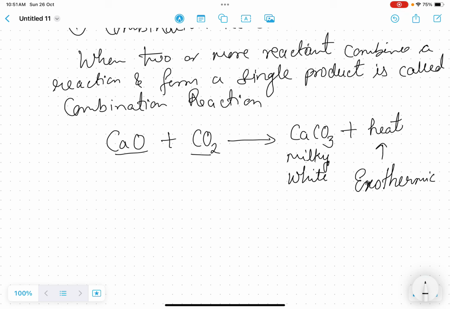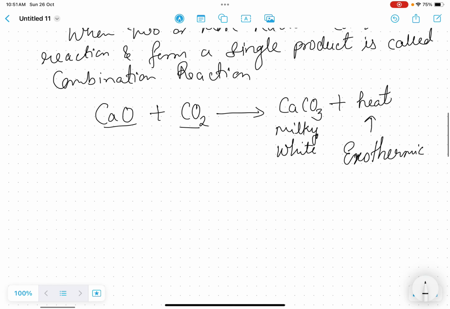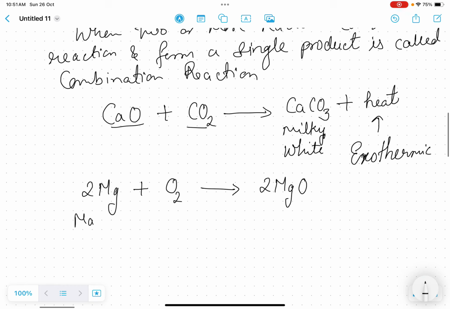Or a simple basic reaction: just take 2 Mg, a magnesium ribbon, and burn it, meaning supply oxygen. You will form magnesium oxide, with a pop sound if you are doing the experiment. So it is magnesium and this is the oxygen molecule, and you form the product magnesium oxide.